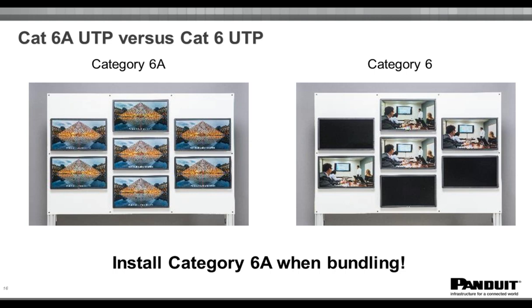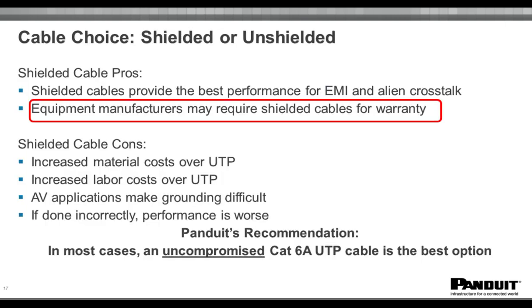Panduit has performed lots of testing on different cables in AV applications, and this is one example of that. This is a representation of a 6-around-1 configuration for two cable bundles, with Category 6A on the left and Category 6 on the right. What we noticed was with Category 6A, there were no interruptions. With Category 6, there were some effects of alien crosstalk, and we had intermittent signal interruptions on the displays on the right. So our recommendation is to install Category 6A when bundling cables together. And we'll be showing this mock-up at InfoComm next week, and make sure you stop by and say hi to Amy.